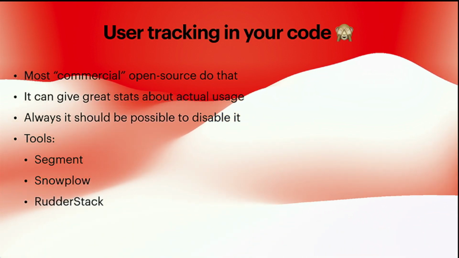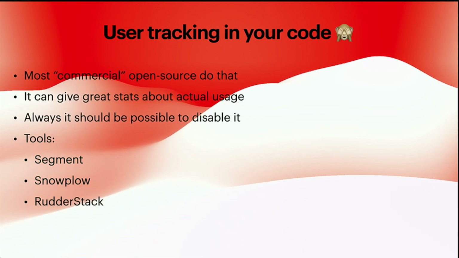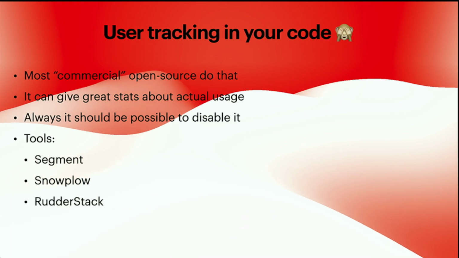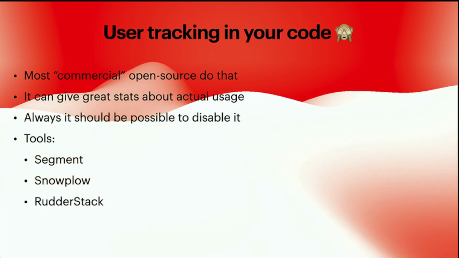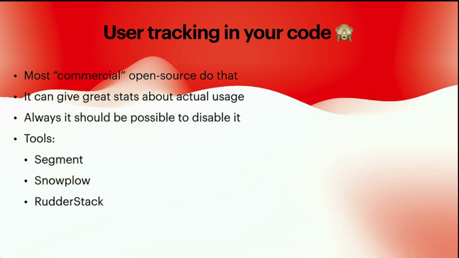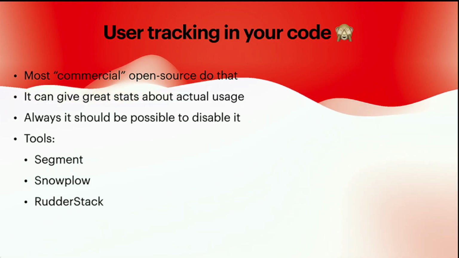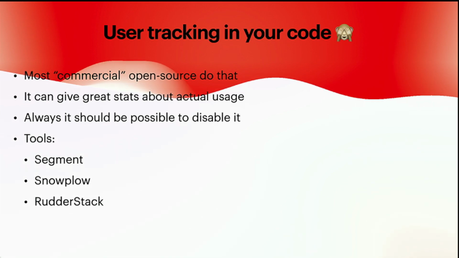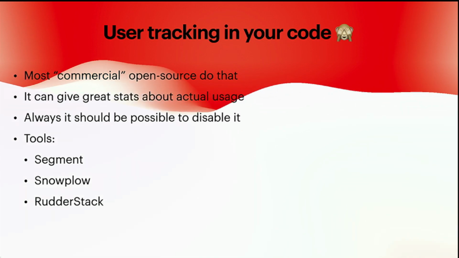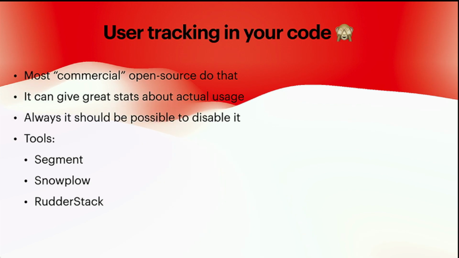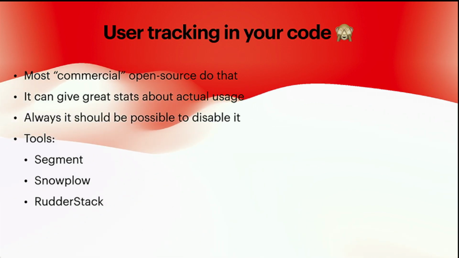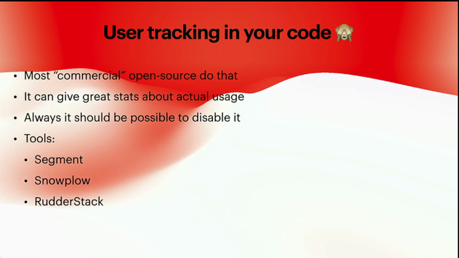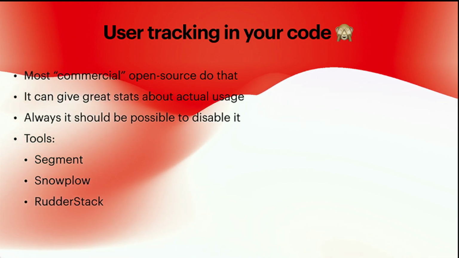Usually there will be people who install it behind the company VPN and it will fail at some point, and they will ask you about this strange error that something cannot connect to the web page. So definitely you need to allow disabling that. Most of the Apache things don't do this, but things like DBT, more commercial style projects which are open source, usually do it. They track the users and they just allow you to disable it.